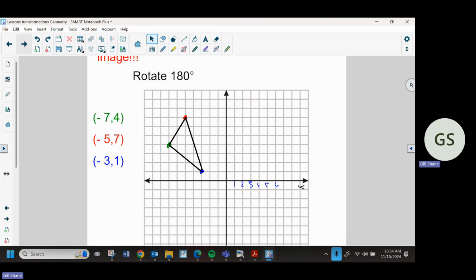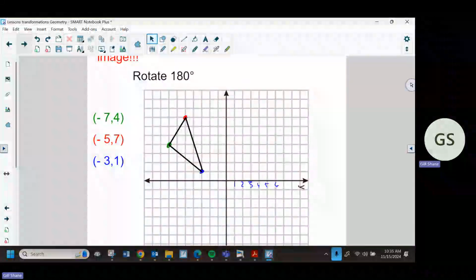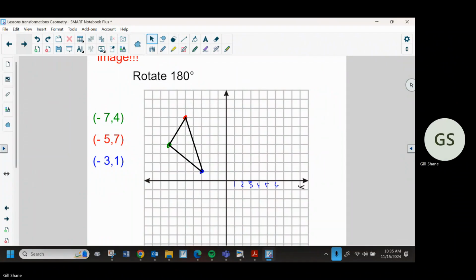So faster to graph. Do it on a different graph, though. Don't try to use the same graph you just used. I gave you a bunch of graph paper. I have more if you need it. Put those 3 points on the graph, and I want you to rotate at 180 degrees. And then if you get done with that and you're pretty confident, try to find the rule.